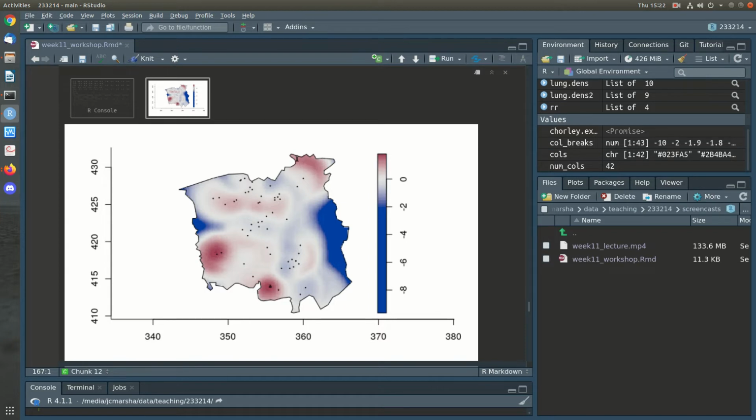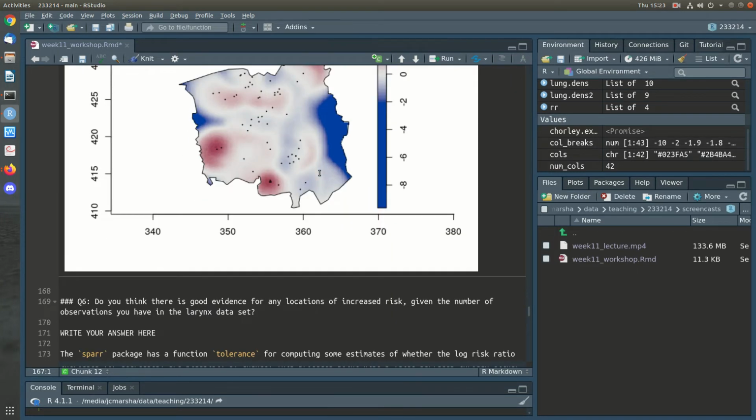The reason this happens is that there are few lung cancer points up here, and even fewer compared to the fact that there are no larynx cancer points. So this point here, with a large amount of smoothing around it because there are not many points in this area, is still adding a reasonable amount of weight up here to that density, more weight than we're getting from the lung cancer plot. So do you think there's good evidence for any locations of increased risk given the number of observations you have in the larynx cancer set?